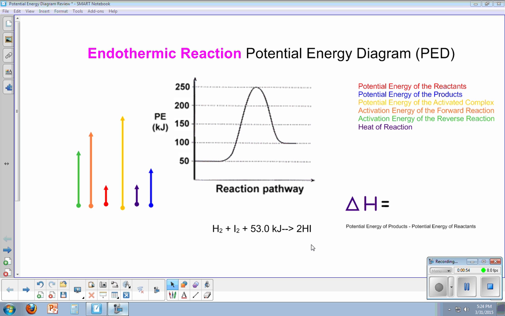So you may say, I thought energy can't be created or destroyed. It's not. Remember that it's being transferred. Potential energy is being transferred to heat energy, and heat energy can be released to the environment.